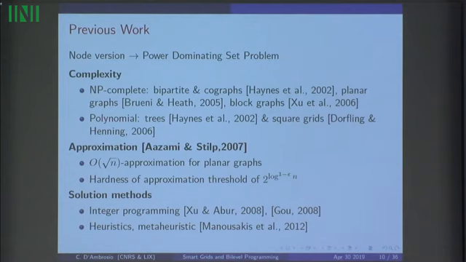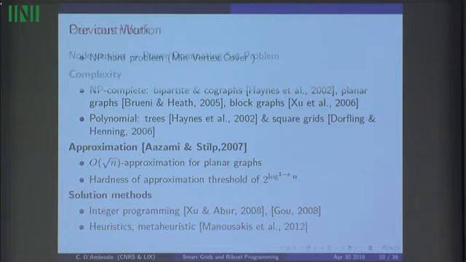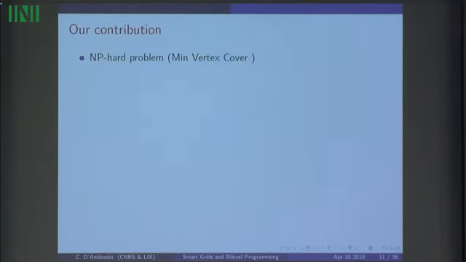Then there were also some results on the approximation guarantees, and there were some methodological papers in which they used integer programming or heuristics in order to solve the problem. But our contribution in this part is that we showed that this problem is NP-hard thanks to a reduction to the minimum vertex cover. And in particular, we also showed that it's NP-hard to approximate it with a factor of this kind.